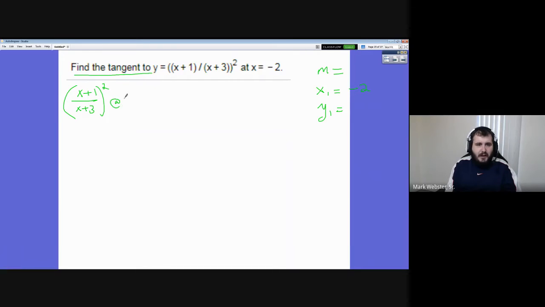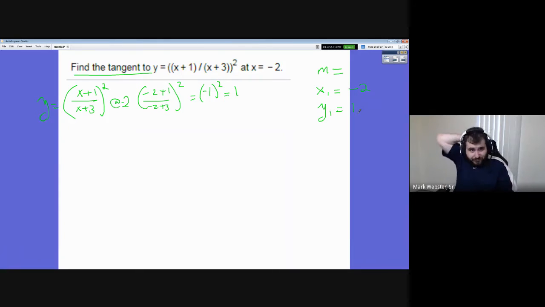So at -2, we're going to get our y value. -2 plus 1 over -2 plus 3, squared. We're going to get -1 over 1, which is -1 squared, which is 1. So our y value is 1. We found it. Now let's take the derivative. Once again, we're going to bring down the 2, and then we're going to do our quotient rule. Low d high minus high d low over low squared.